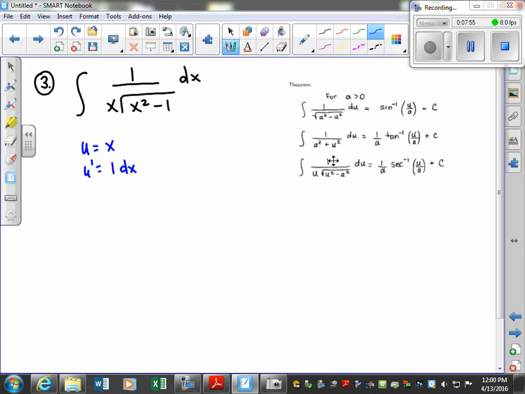Okay, so if I were to rewrite that, well, that's real easy to see that that matches. That matches actually very nicely. So it's going to be 1 over a. What is a in our particular case? 1 squared is just 1, so your a is 1, so that would be 1 over 1 secant inverse of what's u? It's just x. And what's a? We said was 1, plus a constant, so this just simplifies to secant inverse of x plus a constant.